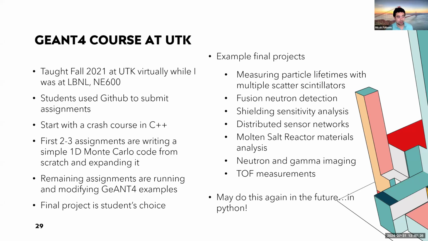And then the students got to choose their own final projects. So this is the list of things they did. Multiple scatter simulators for measuring particle lifetimes in flight, fusion, looking at what's coming out of a fusion system, looking at the neutrons, some shielding sensitivity analysis, distributed sensor radiation detectors for looking at a source moving at a kind of city scale, molten salt reactors.